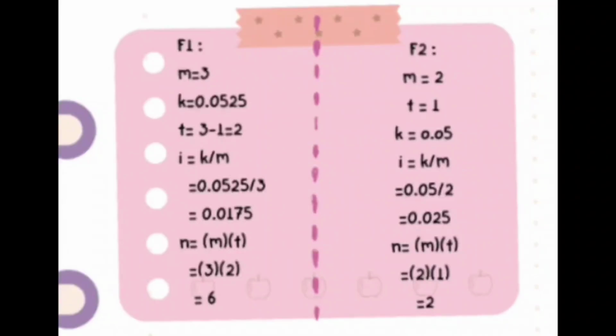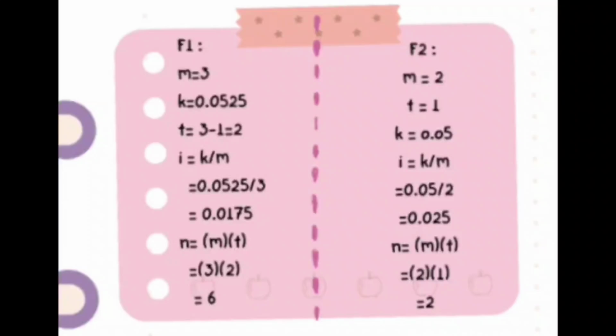The time frame for the loan is 3 years, but when we look at the question back, it's after 2 years, and we'll explain later about that part. So we just minus 3, minus 1, and we got 2 years, and our T becomes 2. And to make our calculation easier, we can just calculate I and N using their own formula. I formula is K over M, which is 0.0525 over 3, and we got 0.0175 as the answer for I. And N formula is M multiplied with T, which is 3 multiplied with 2, and we got 6 for N.